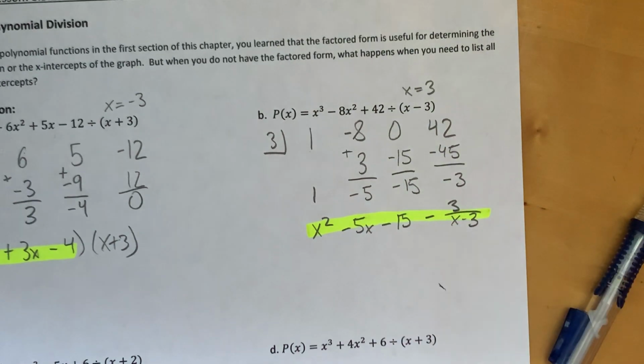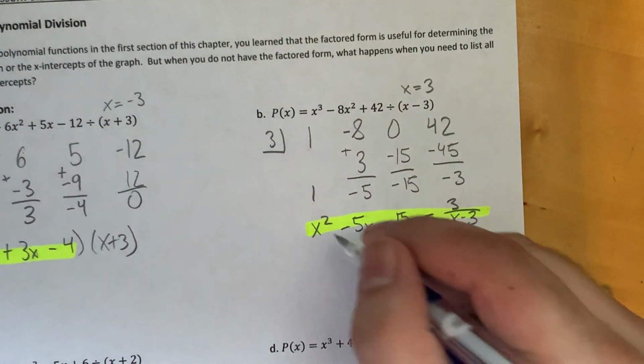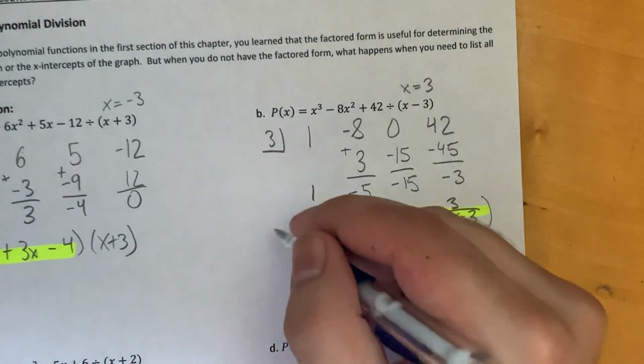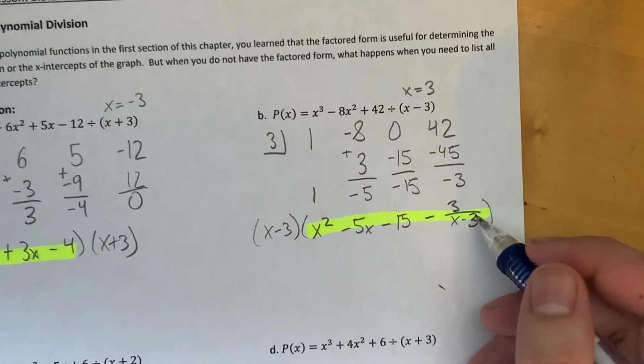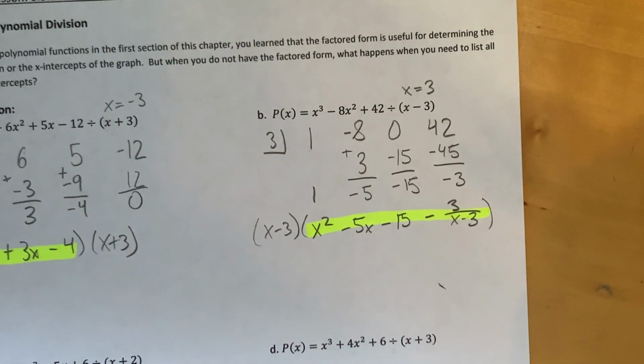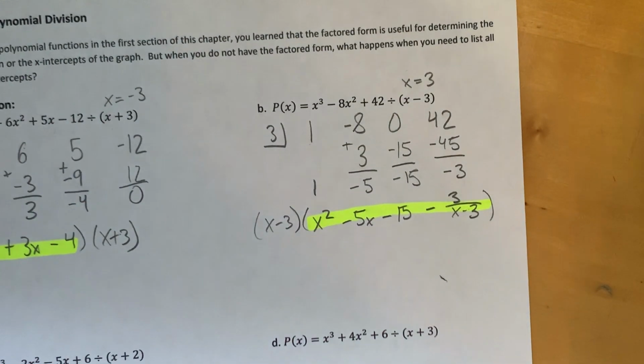Once you use synthetic division, if you want to get back to x cubed minus 8x squared plus 42, you simply multiply the whole thing by x minus 3. The x minus 3 disappears, so then you're just left with the 3 at the end. And since that's your remainder, it's added back in to get you your original polynomial function.